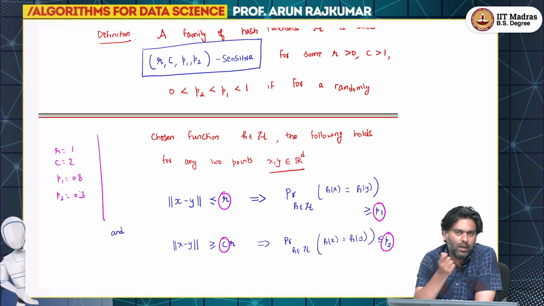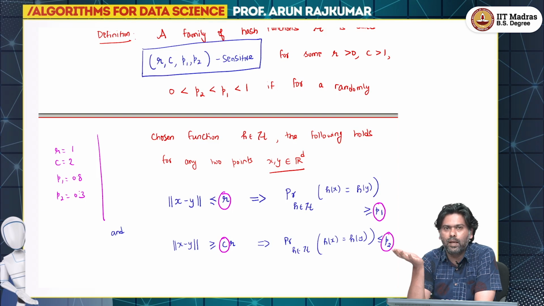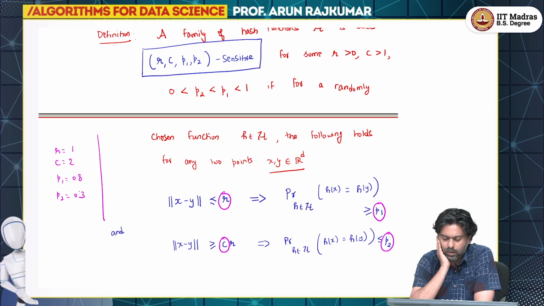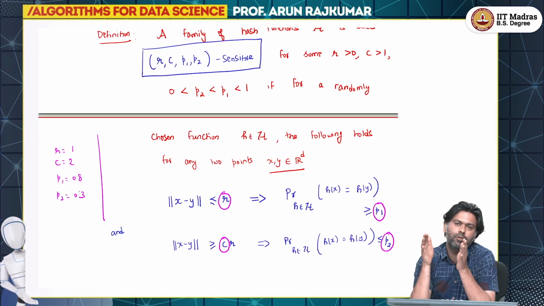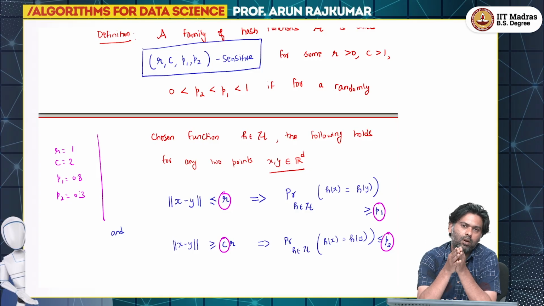So, to quantify closer, I am saying they should be within a ball of radius r. That is what r is, the radius. So, if the norm of x minus y is less than or equal to r, then they get hashed to the same bucket. Now, I have defined closeness as being within a ball of radius r.